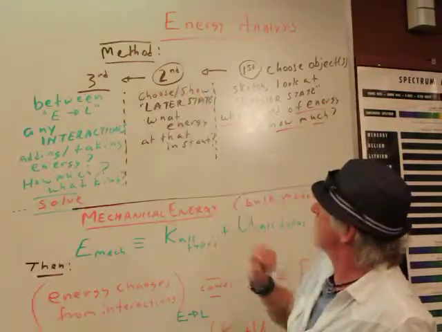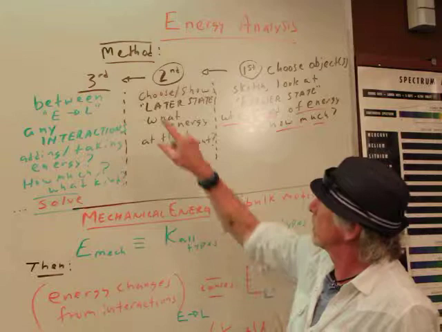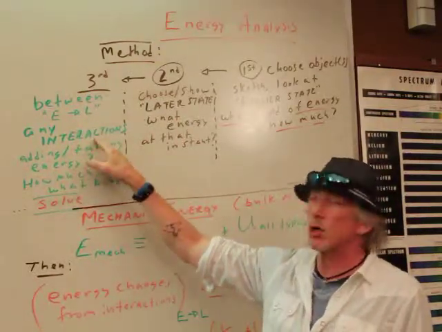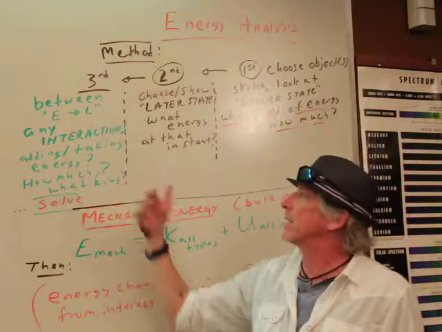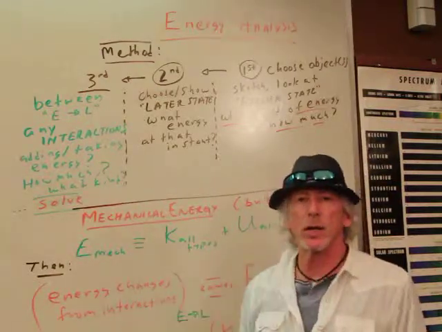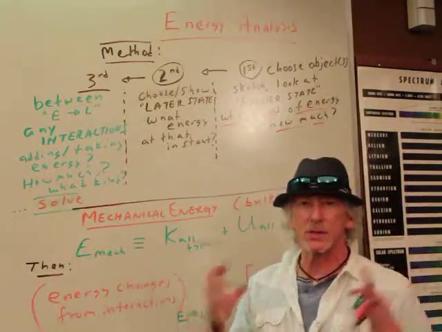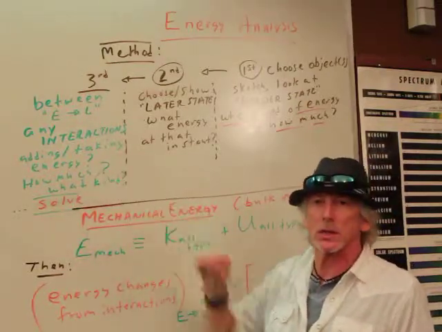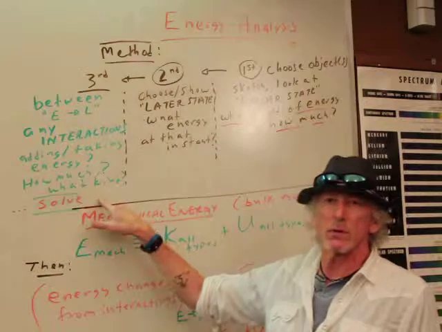Second, energy later. What have you got? Third, look between the earlier and later states. Are there any interactions that are causing or adding energy, taking energy away? Anything outside of our system of objects, right? How much? What kind of interactions? We'll get into that again later. And then just solve. So you set it up.